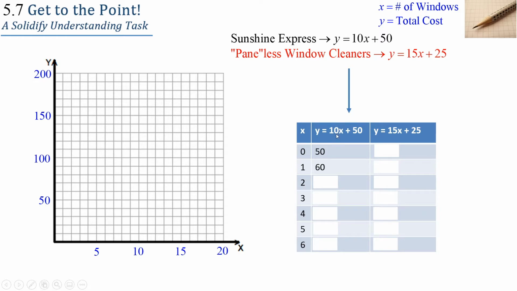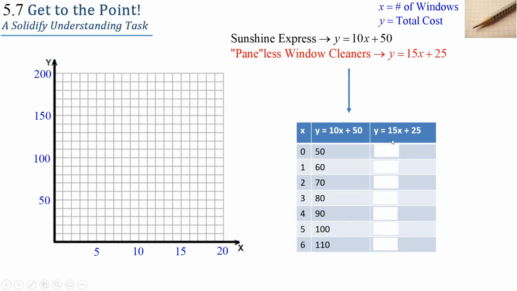But this slope right here is a common difference, and think of these y's as a sequence of numbers. The common difference is just going to be 10. So I'm going to go 50, 60, 70, 80, 90, 100, 110. That's a little more efficient than plugging in each x and solving, but you could do that too.